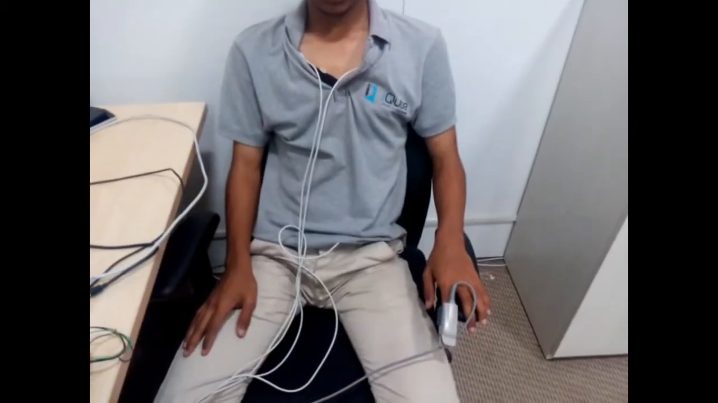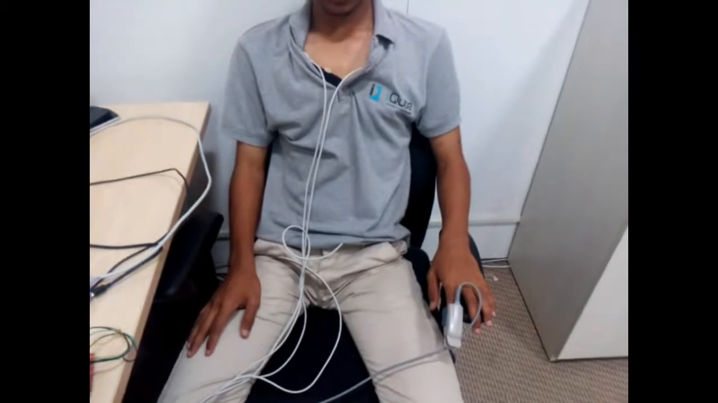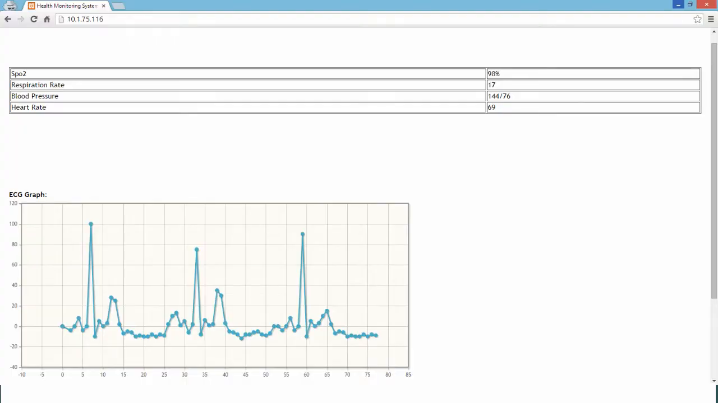Here, the electrodes and the SpO2 probe are connected to a patient. This snapshot shows the ECG waveform plotted using the recorded values and the values of SpO2, blood pressure, heart rate and respiration rate. The web page is programmed to refresh every 5 seconds to update the values. This page is hosted by BeagleBone Black.